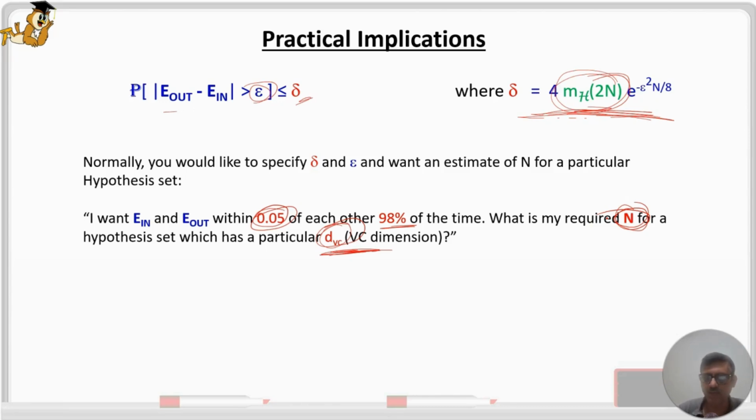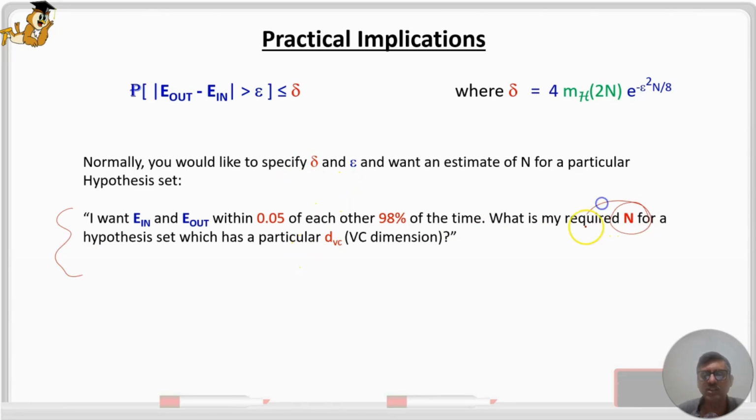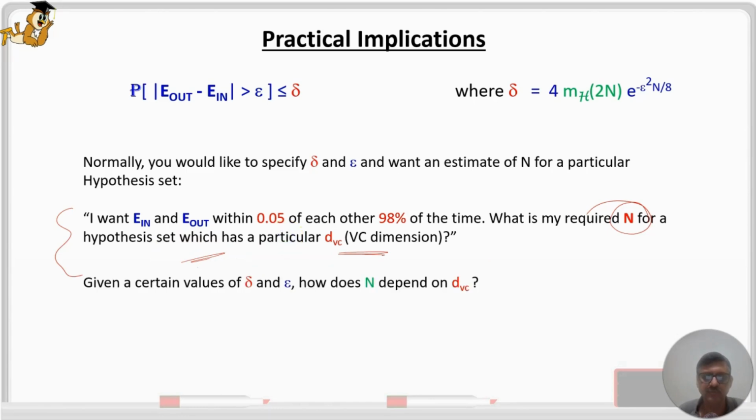So anyway, coming to this question, this is typically the kind of question you would ask. You would specify an epsilon and delta, and then you would ask the question, what is the required n for my hypothesis set? And you would probably know the VC dimension of your hypothesis set. So this is the question we are asking: given certain values of delta and epsilon, how does n depend on dVC?